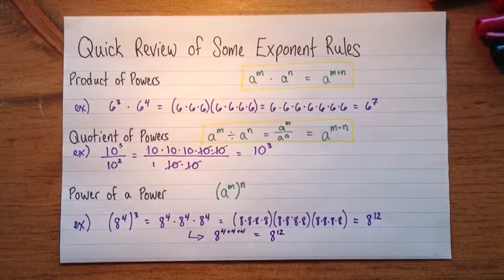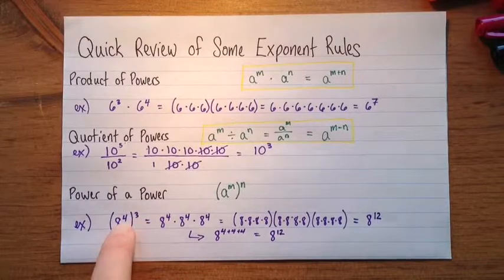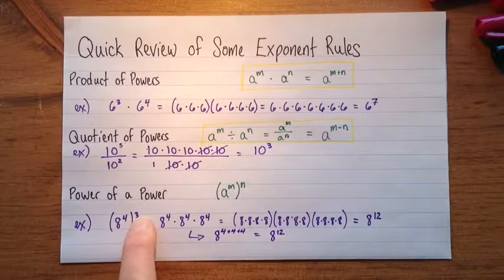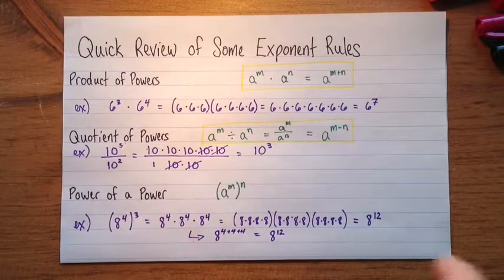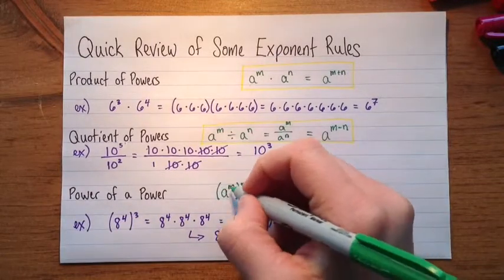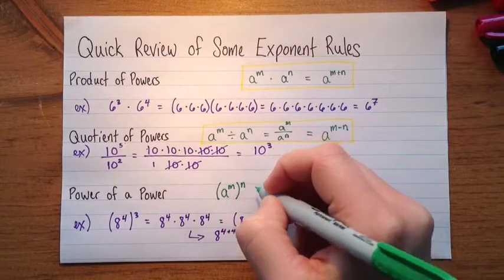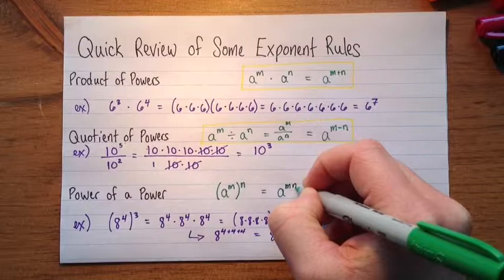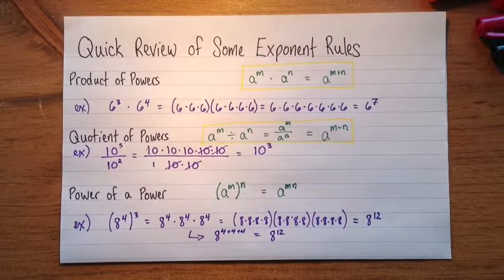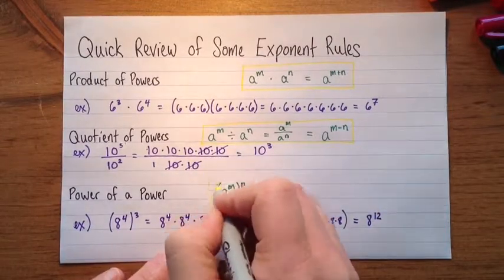Okay, so what's happening to these exponents here? How could we simplify in general? Well, what we're doing is we've got this many 8's this many times. So how many 8's altogether we have is just these two numbers multiplied together. So a to the m, all to the exponent n, is equal to a to the m n, the product of the exponents.